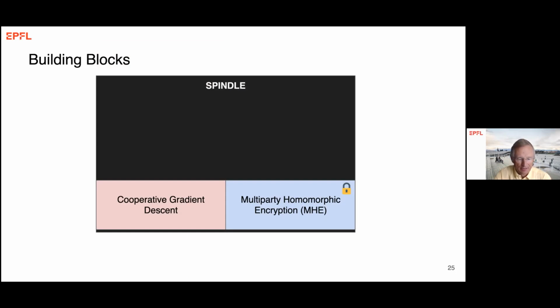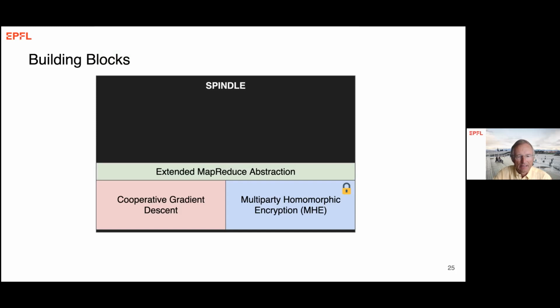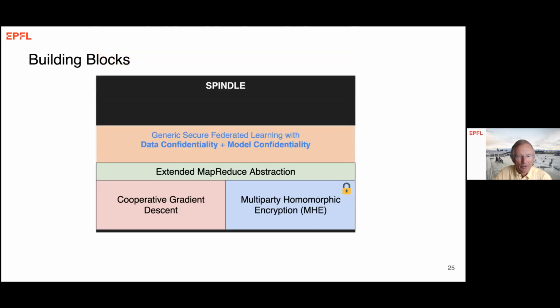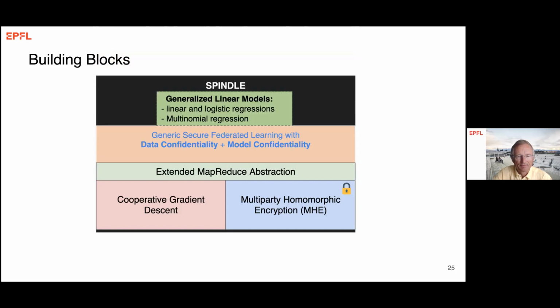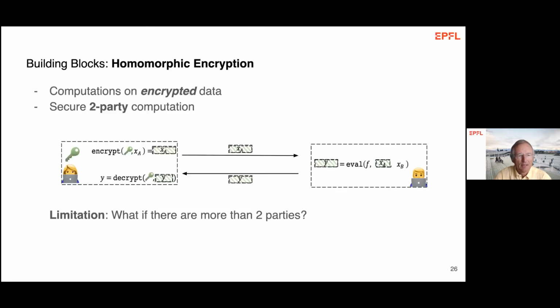cooperative gradient descent, something that, for those of you who are well versed in machine learning, know, of course, what gradient descent is about, and I'll explain it a bit later. Then there is an extended MapReduce abstraction. And on top of this comes a generic secure federated learning with data confidentiality and model confidentiality. Well, and in this, it is possible to make computations that fall in the category of generalized linear models. So typically linear and logistic regressions, but also multinomial regression.